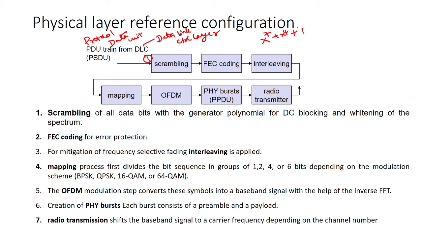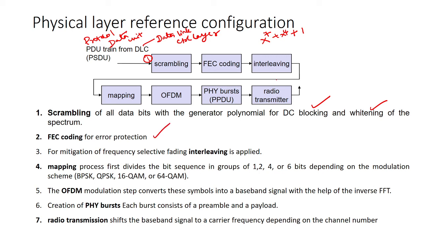So this will be the generator polynomial. The generator polynomial is responsible for blocking all the DC components and whitening the spectrum. After this, the signal is passed to the forward error correction. The forward error correction controls errors and protects against errors. That is error protection.